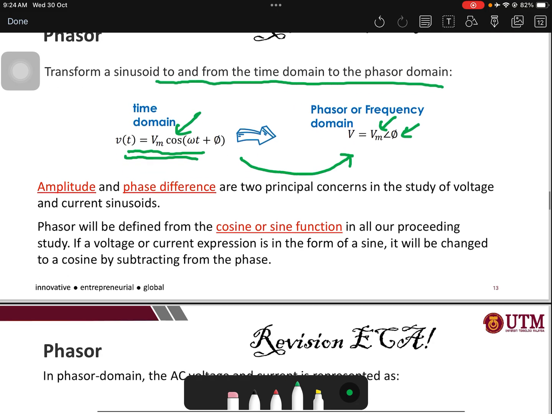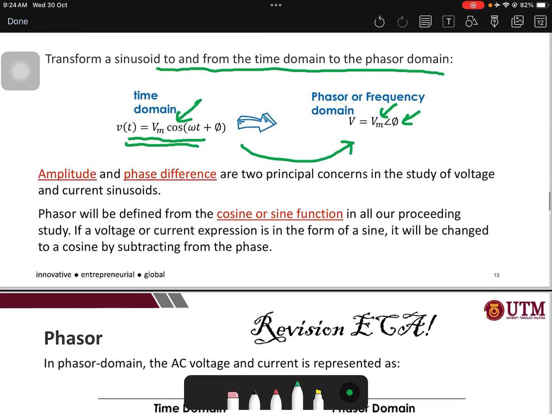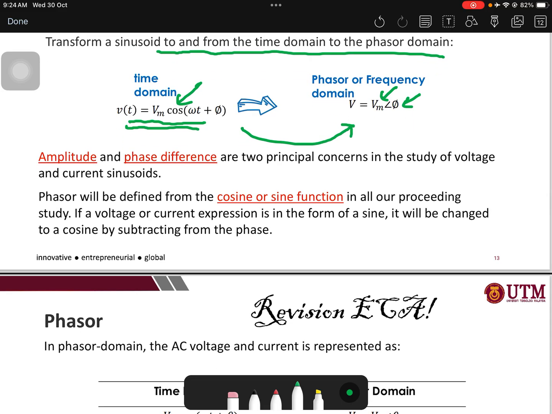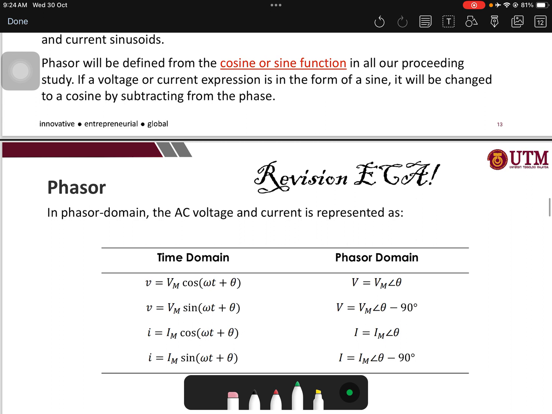Phasor will be defined as a cosine or sine function in all our preceding study. If a voltage or current expression is in the form of sine, it will be changed to cosine by substituting the phase. So what does it mean? Remember, whatever it is, the common general equation is the cos. From the cos you can get the phasor diagram. You can convert the time domain to the phasor domain automatically by copying the angle.